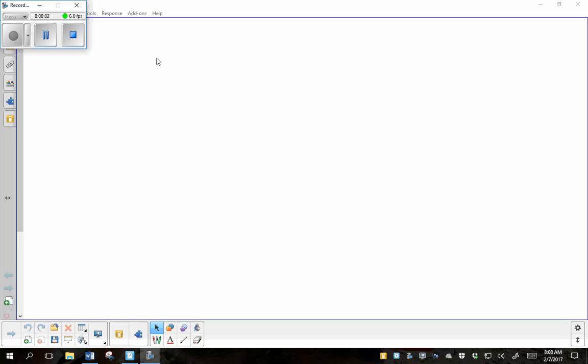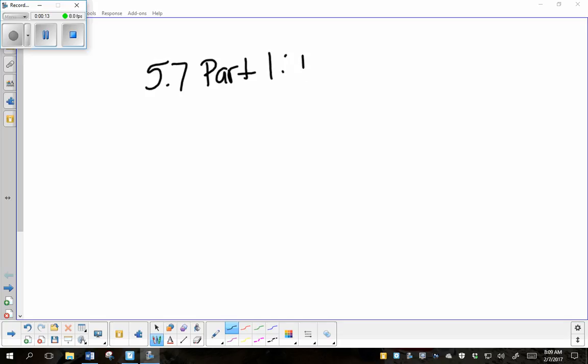These are notes for 5.7 part 1, and this section is just called general factoring strategies. What we're going to start doing is not just be given a bunch of problems that are all one type of factoring. We're just going to get a problem, and we're going to have to figure out how we should factor it.